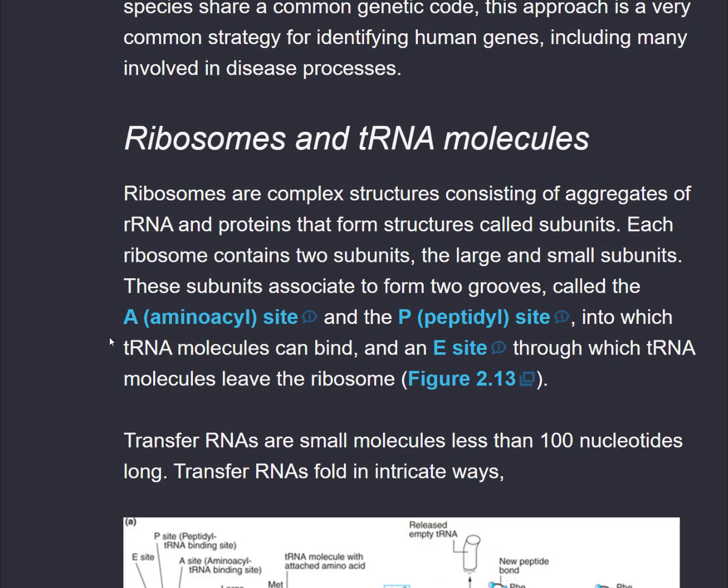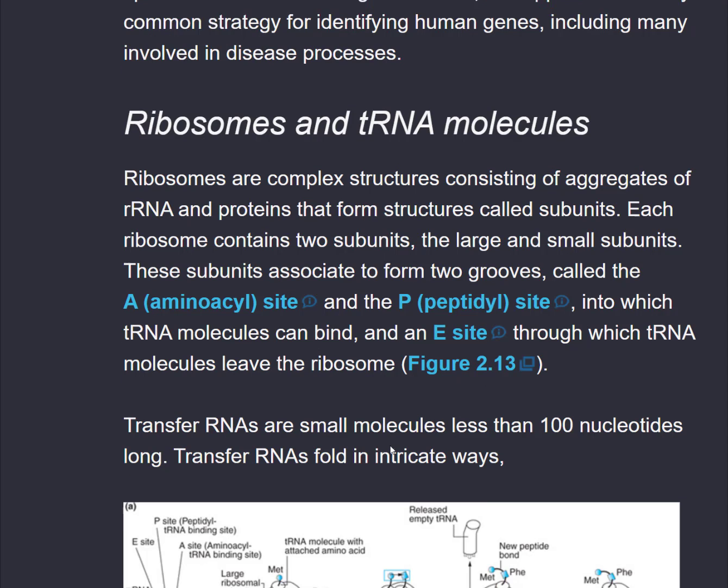Okay, the A, amino acyl site of a ribosome: the portion of a ribosome into which amino acyl tRNA molecules bind during translation. The P, peptidyl site of a ribosome: the portion of a ribosome into which peptidyl tRNA molecules bind during translation. And the E site, a groove through which tRNA molecules leave a ribosome.